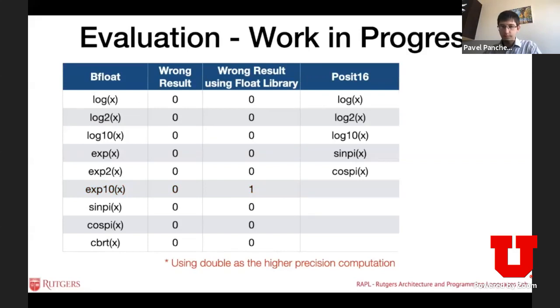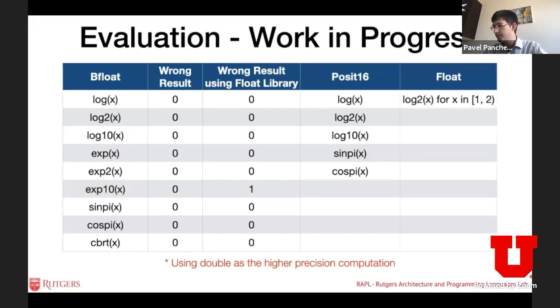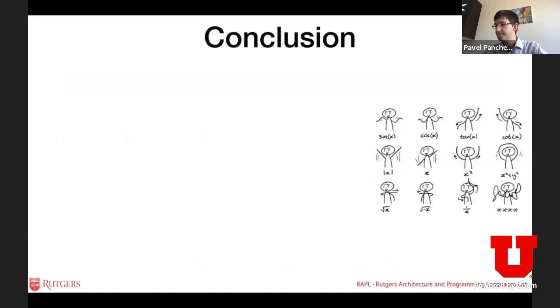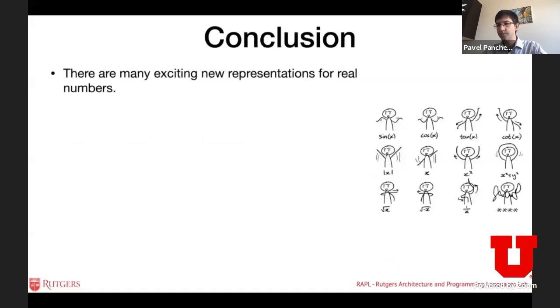Additionally, we were able to create correctly rounded approximation functions of a number of transcendental functions for 16-bit posit representation. And also, we were able to create an approximation function of log2 of x for a small input domain for the float representation. We are still actively creating correctly rounded approximation functions for other transcendental functions as well, so this list will grow larger.